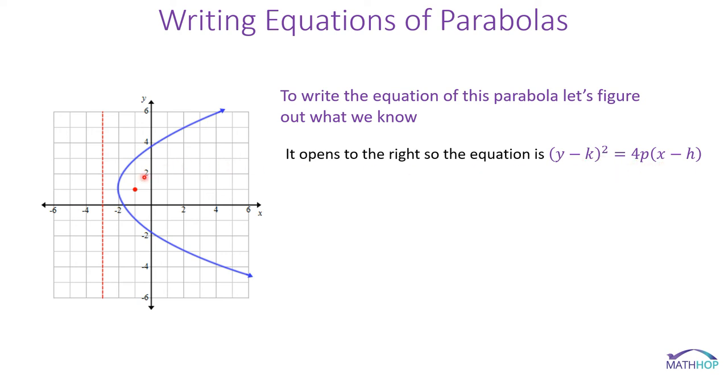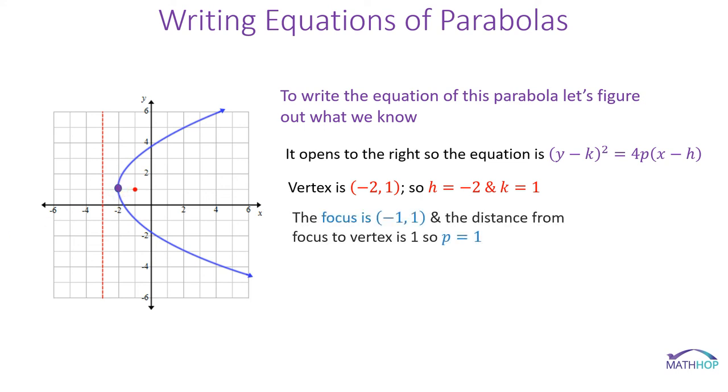And again, I know the vertex is right here, (-2, 1). So I know h and k. h is -2, k is 1. I also know the focus, right? Here's the vertex so that you could see it more clearly. Here's the focus that was already given to us. The focus happens at (-1, 1), so it's just 1 away from the vertex. So p is 1.